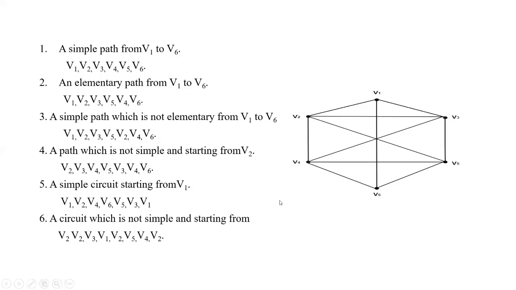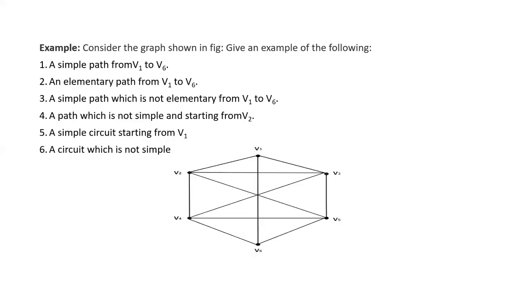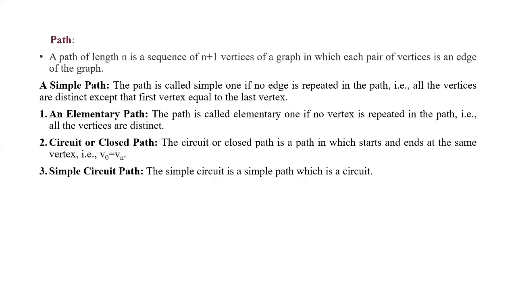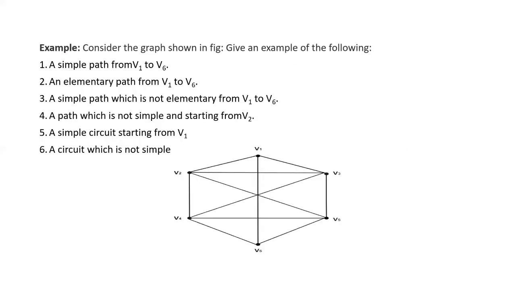Simple circuit: in a circuit, the first and last vertex are the same. Starting from V1, V2, V4, V6, V5, V3 and V1. So these are the definitions of simple path, elementary path, circuit or closed path, and simple circuit.